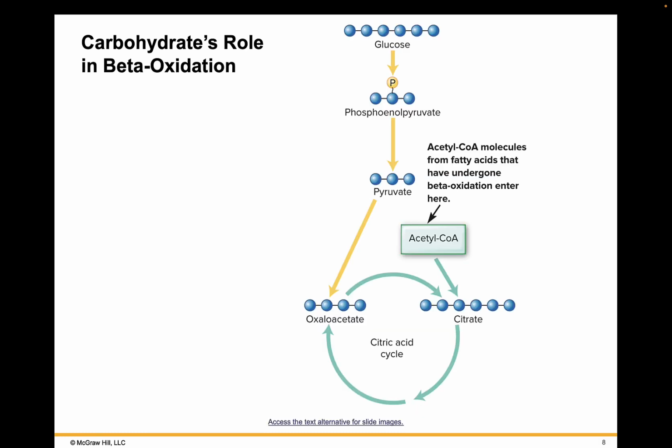Now, here we see the role of carbohydrate in beta oxidation. We start off with glucose being converted into phosphoenolpyruvate, and then we have pyruvate, which can be converted into oxaloacetate. Here we see the acetyl-CoA from fatty acids that have undergone beta oxidation, and they enter here. From pyruvate, we see oxaloacetate formed. The acetyl-CoA goes into the citric acid cycle, where it combines with oxaloacetate to form citrate.